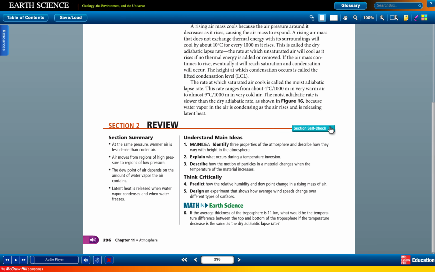Section 2 Review. At the same pressure, warmer air is less dense than cooler air. Air moves from regions of high pressure to regions of low pressure. The dew point of air depends on the amount of water vapor the air contains. Latent heat is released when water vapor condenses and when water freezes.